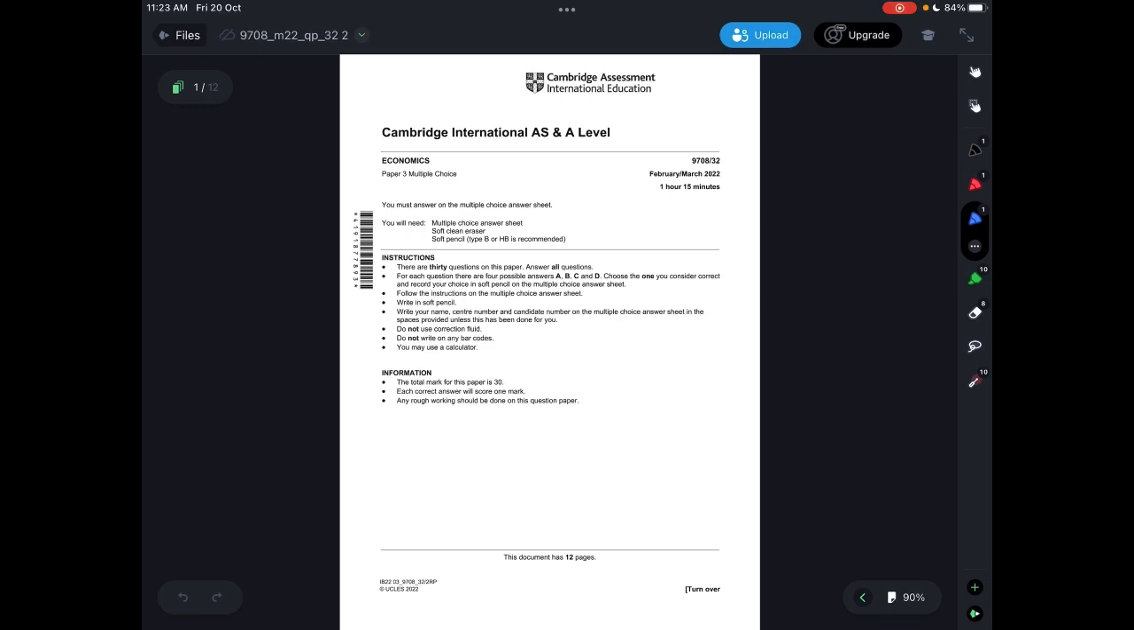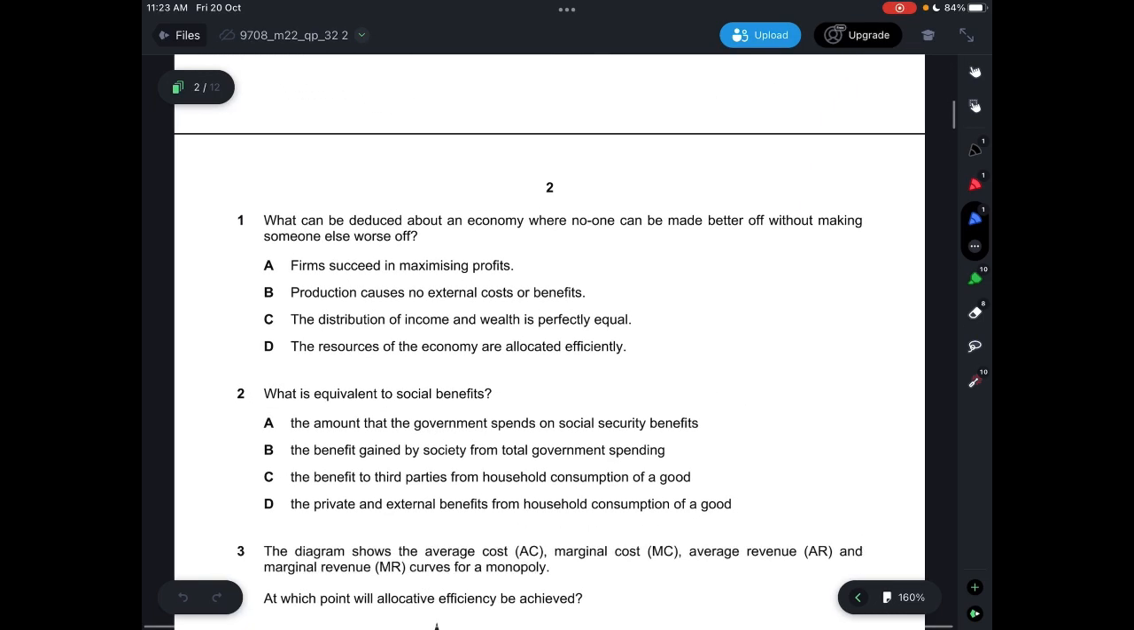All right, let's start. So for the first question, it says, what can be deduced about an economy where no one can be made better off without making someone else worse off? So basically Pareto optimality, which also means that P equals MC, your price would be equal to your marginal cost, which also translates to allocative efficiency. So let's look at the four options and see which one is the correct answer.